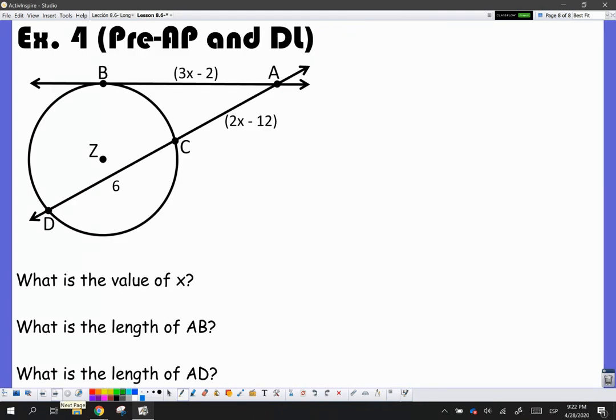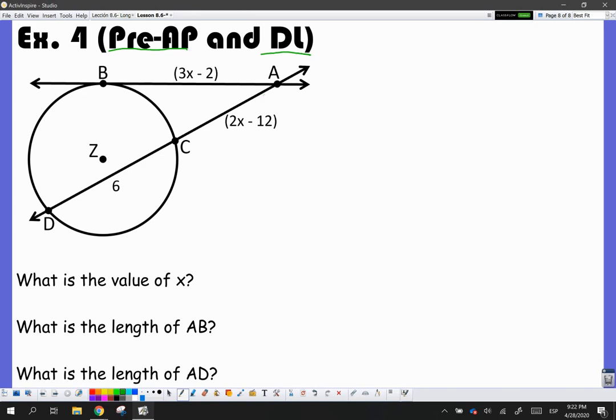Now this example, as you can see here, applies only to pre-AP and dual language. So if you're in regular geometry, you don't have to worry about this. Yay, go do your homework. But pre-AP and dual language, stick around because this is going to help you out. And of course, if you want to stay here and watch it just because you want to learn and be smart, you can do that. So let's go and solve this.